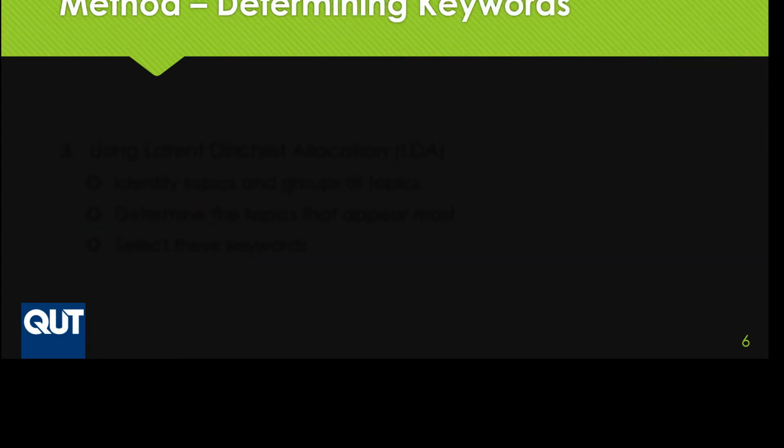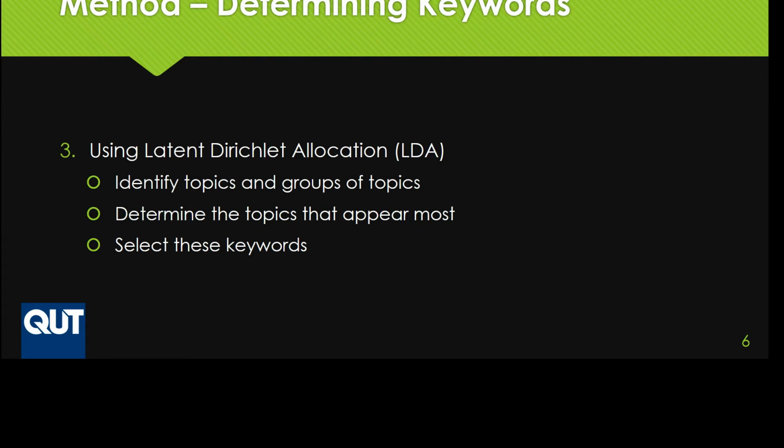Step number 3 was to determine keywords, and we used a technique called latent Dirichlet allocation, or LDA. This method is a statistical analysis method, and it identifies topics as well as groups of topics. And we use this technique here to determine the topics that appeared most. So we used LDA, and then the topics that appeared most from this LDA algorithm, we then selected as our keywords or our important terms that we were going to use for this analysis.